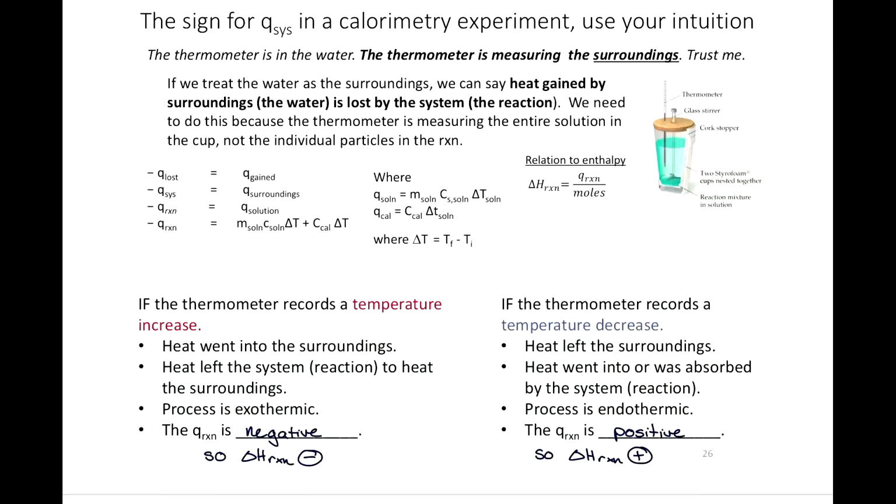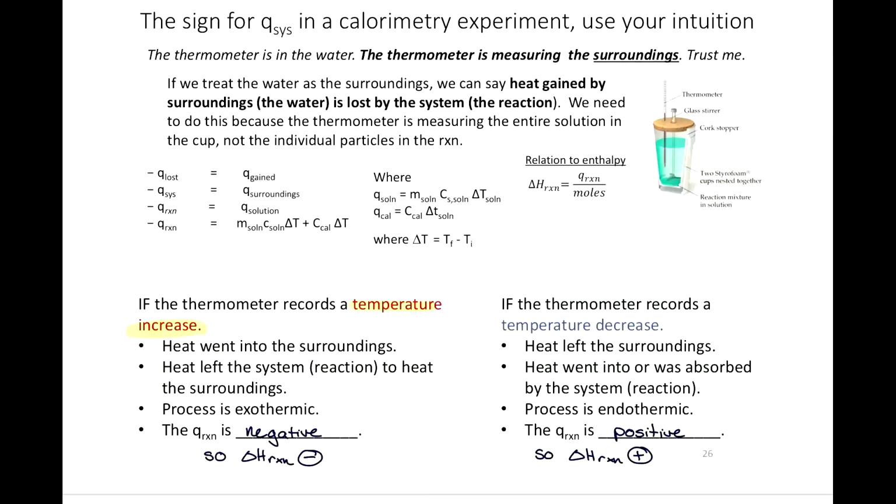So now that you have the big important detail in calorimetry, that your thermometer is sitting in the water, that thermometer is measuring the surroundings. So that means if your thermometer records a temperature increase, your surroundings is gaining energy, heat. Where does that energy come from? The reaction. So what is the sign of delta H? Negative. It's really weird, okay? That you're going to go to lab, you're going to see the thermometer go up, but you're going to calculate a negative quantity at the very end.